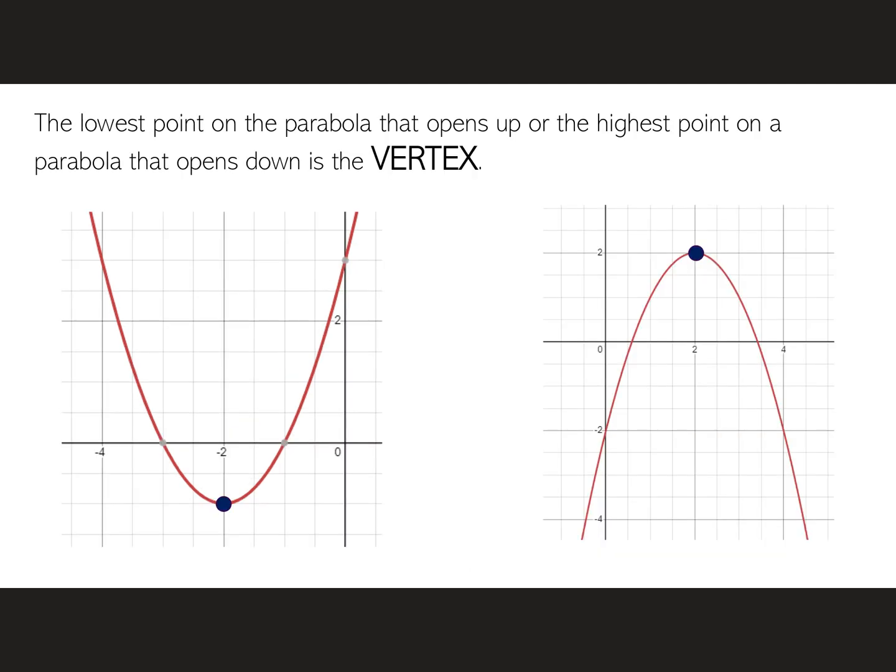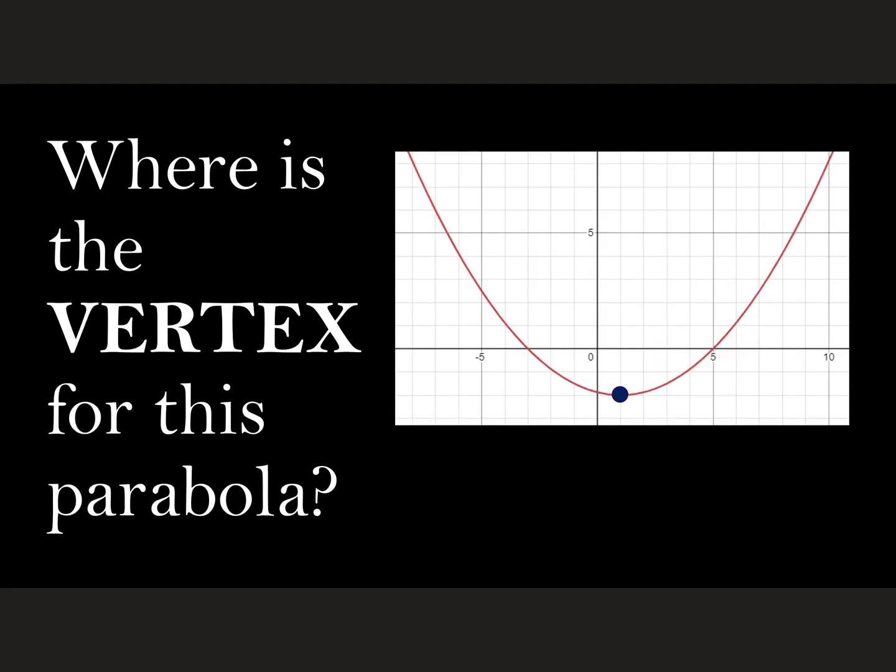Here's your next vocabulary word. The lowest point on the parabola that opens up, or the highest point on the parabola that opens down, is called the vertex. Now, the vertex is just basically the tip of the U for your parabola. When identifying the vertex, you always give the ordered pair of the location where your vertex is sitting. Where is the vertex for this parabola? Well, if you said 1, -2, you are correct.